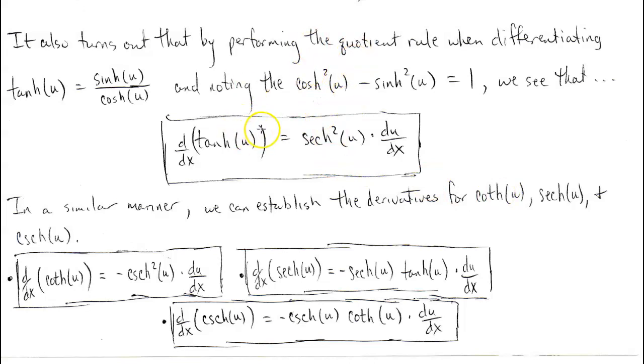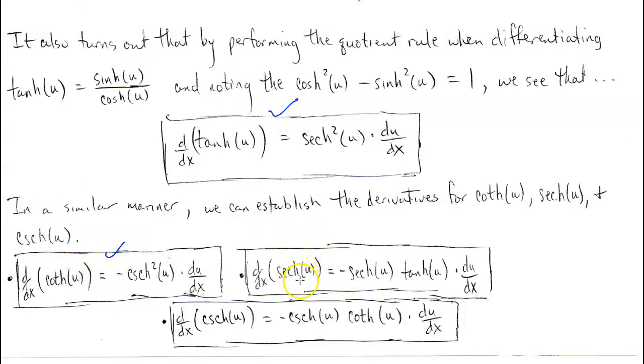So we know that the derivative of tangent hyperbolic is secant squared hyperbolic. And that mimics what we know with regular trigonometry, because the derivative of tangent is also secant squared. The derivative of cotangent hyperbolic is going to be a negative cosecant squared hyperbolic. And again, that mimics the same thing that we see with regular trig functions.